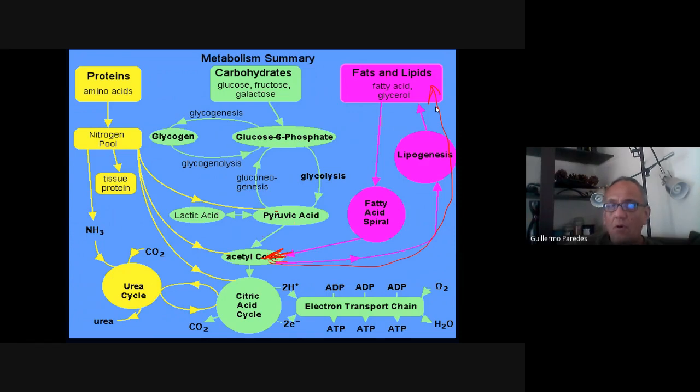So now you can tell me: when you have a surplus of carbohydrates, they are going to produce fat. And when you have a surplus of fat, it is going to produce more fat. So period, fat produces fat. Excess of carbohydrates produces fat. Carbs into fat, fat into fat.